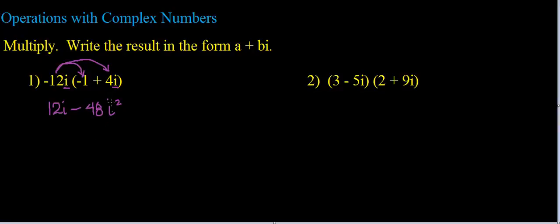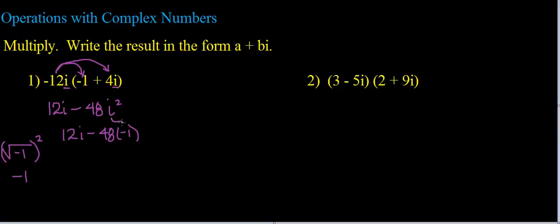Okay? Whenever you have i squared, remember that i represents the square root of negative 1. So if you have the square root of negative 1 squared, which is what you have when you have i squared, this whole thing will equal negative 1. Therefore, whenever you have i squared, you will not leave it expressed as i squared. You will automatically change it to negative 1.